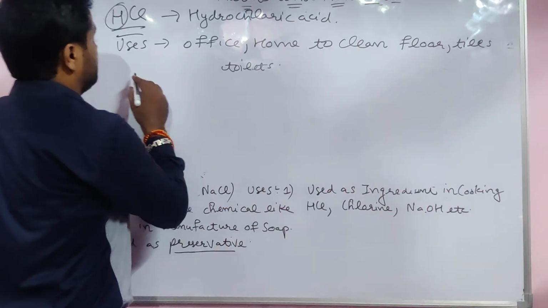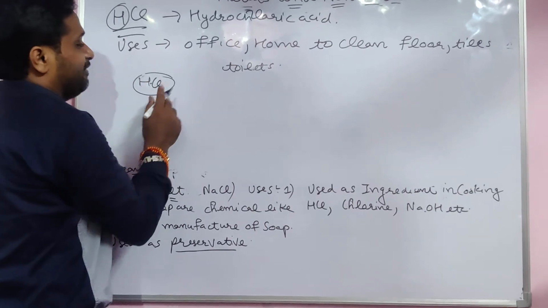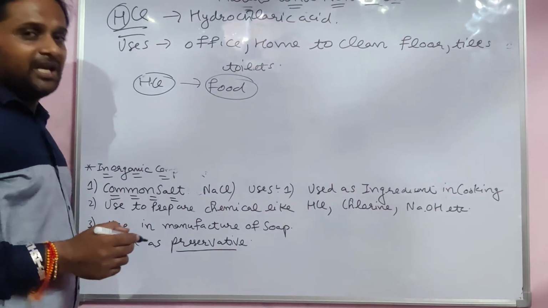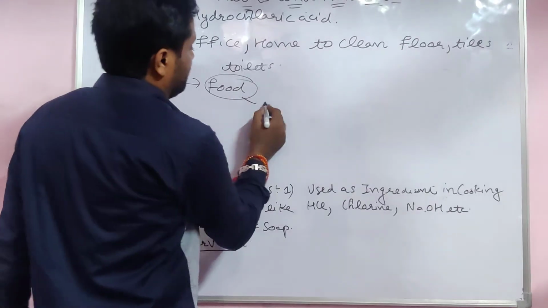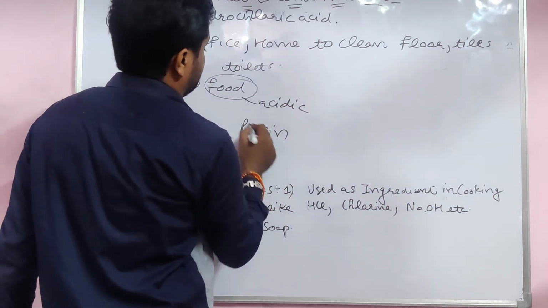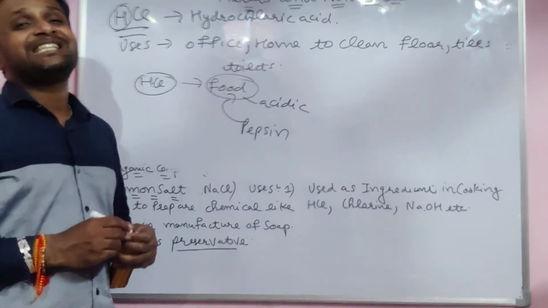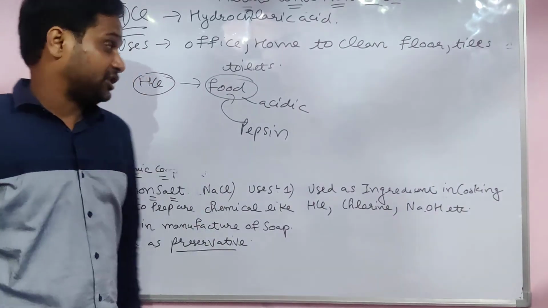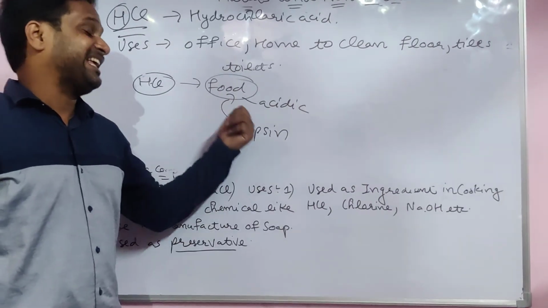One of the gastric juices is HCl. What is its function? When it attacks the food, it kills the bacteria of the food and makes the food acidic. The pepsin enzyme only does its work when food is acidic in nature. Keep in mind, pepsin only attacks the food when it is acidic.